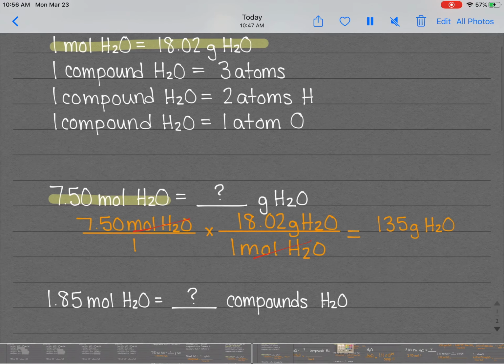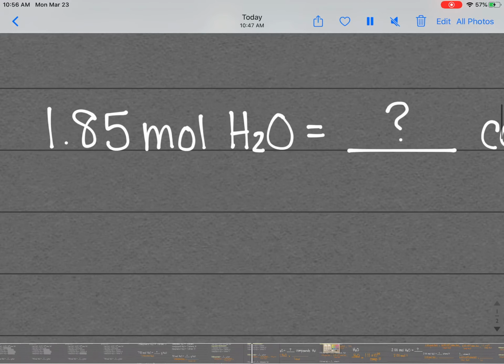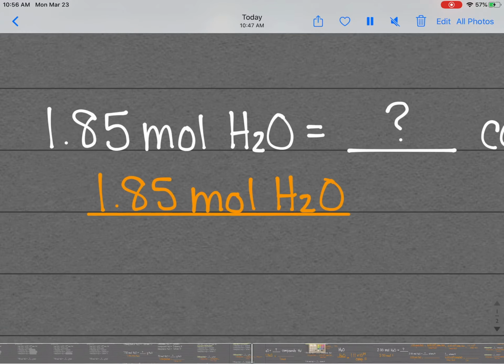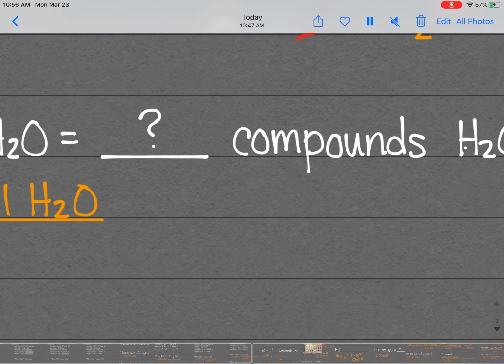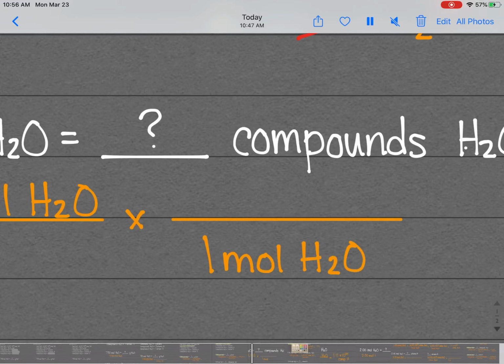Okay, another common example of a problem that will be given is when we're given moles of a compound and asked to say how many compounds are in that sample. So again, we'll start by writing out that 1.85 moles of water over 1. And then look for a conversion factor that would allow us to convert to compounds. So we're fortunate in that we know that in 1 mole of water, there are 6.022 times 10 to the 23rd compounds. So we can use that conversion factor every time.